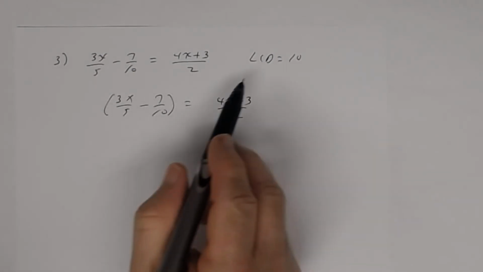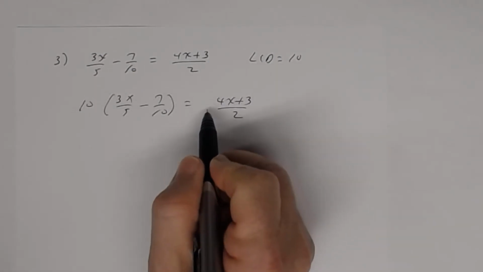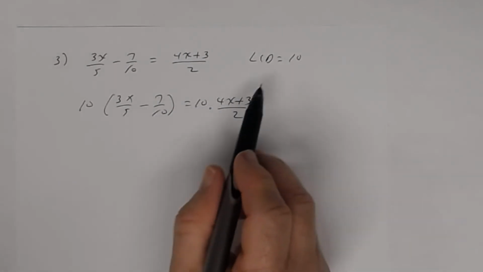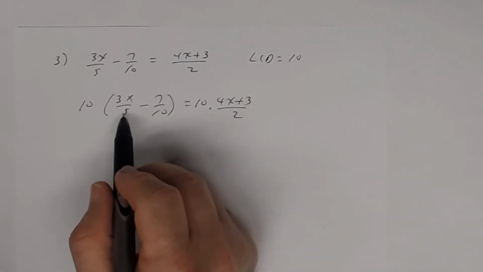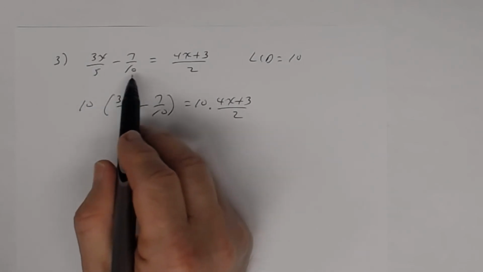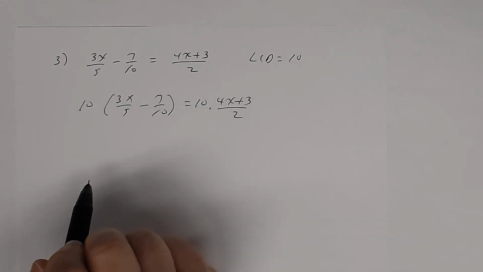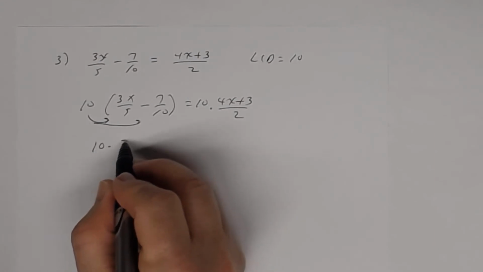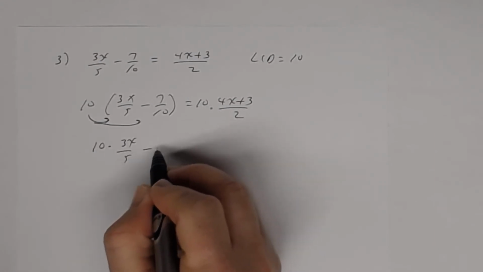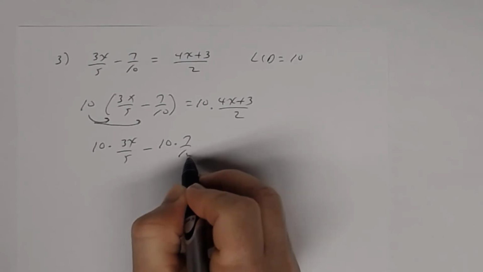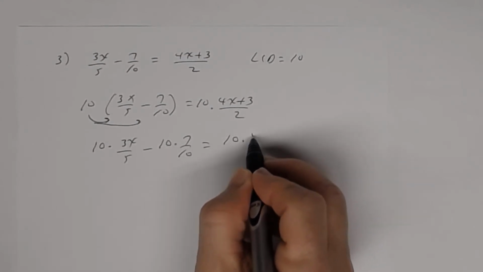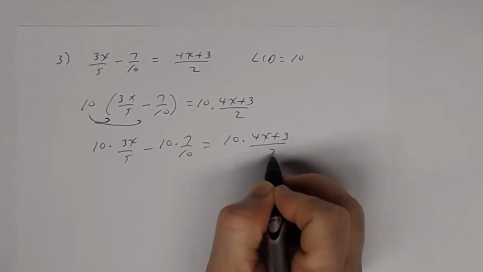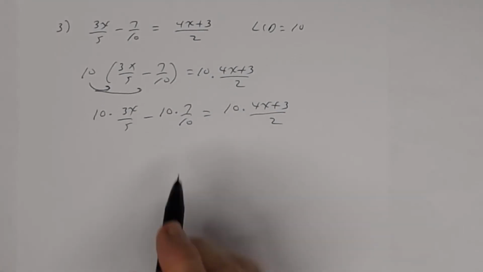All right, so now we're going to multiply both sides by 10, just like this. So remember, the whole point of multiplying both sides by the LCD is to get these denominators to be factors of 1s. So let's distribute. So I get 10 times 3x divided by 5 minus 10 times 7/10 equals 10 times 4x plus 3 divided by 2. And now we can reduce.